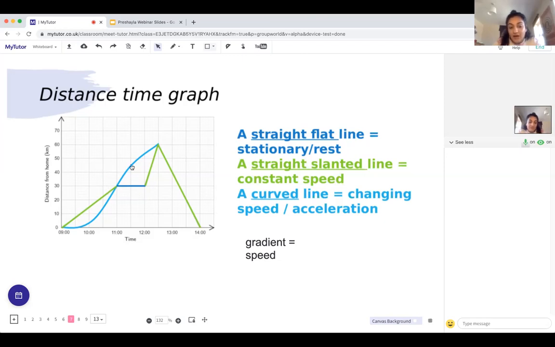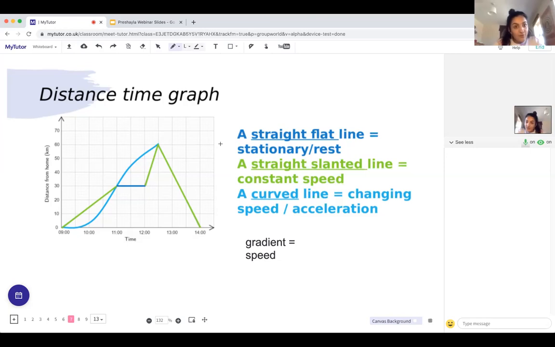A curved line, like we see in the light blue, is a changing speed. The speed constantly changes, and this can also be known as acceleration. So if we have a changing speed, it's also known as acceleration. Okay, so changing speed can also be known as an acceleration. And that is depicted by the curved line in light blue. So you need to know what each of the features of a distance time graph represent, and we need to be able to interpret these graphs.